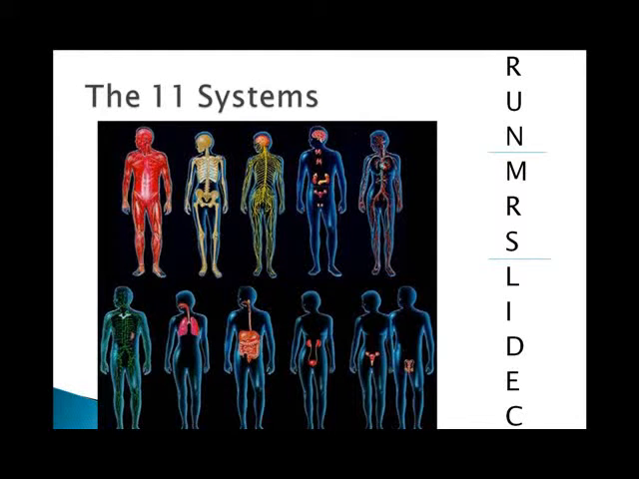body, and you can remember them using the mnemonic "Run, Mrs. Lydeck," and that helps you to remember them and make sure that you don't repeat. So they are the respiratory, urinary, nervous, muscular, reproductive, skeletal, lymphatic, integumentary, digestive, endocrine, and cardiovascular. So that's not in the same order that you see it here on the picture, but that is the way that you could remember the order of the 11 systems so that you don't forget one.